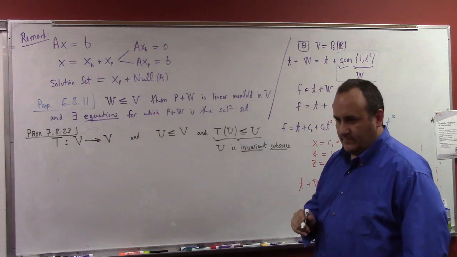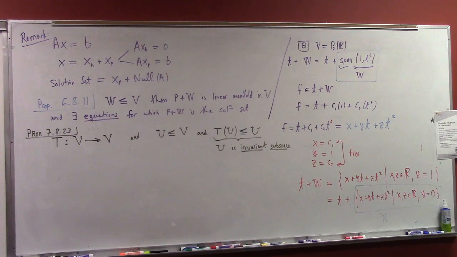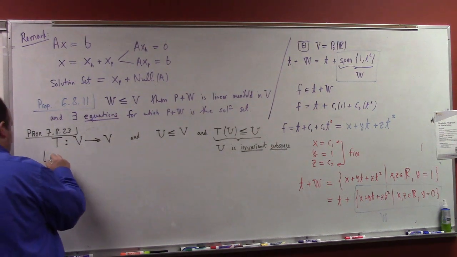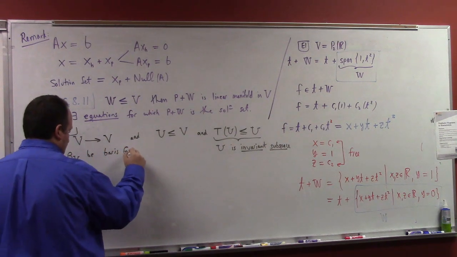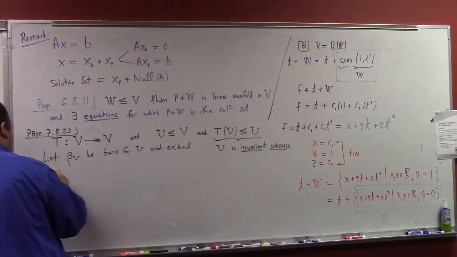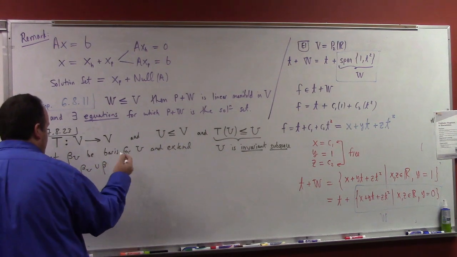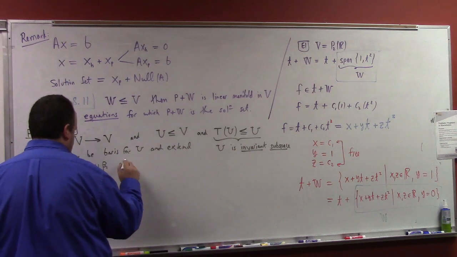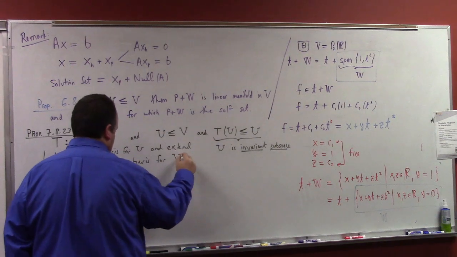All right. Suppose you got all that. And so then I take a basis for U, and extend to beta equals beta U union beta 1, a basis for V. All right.